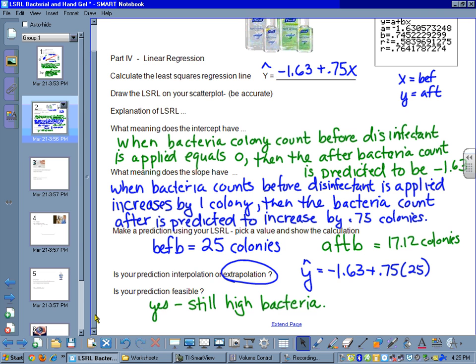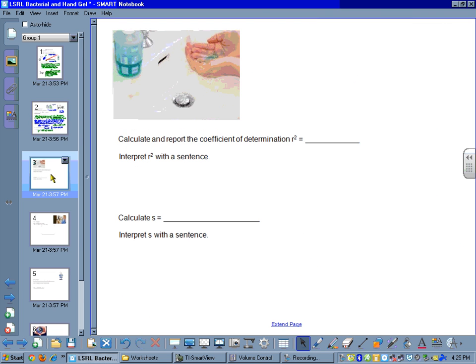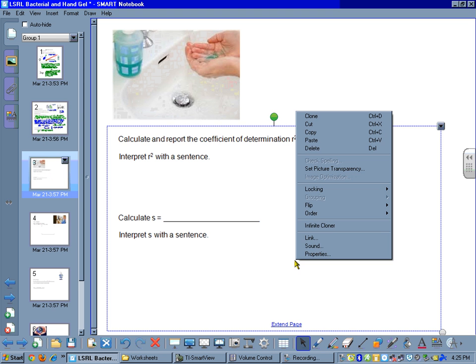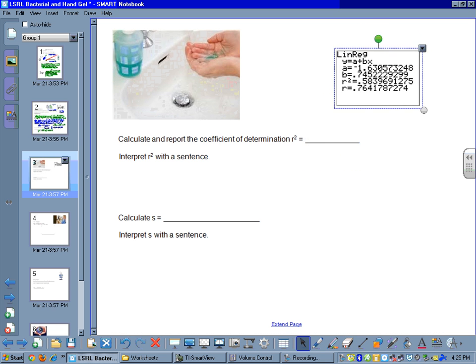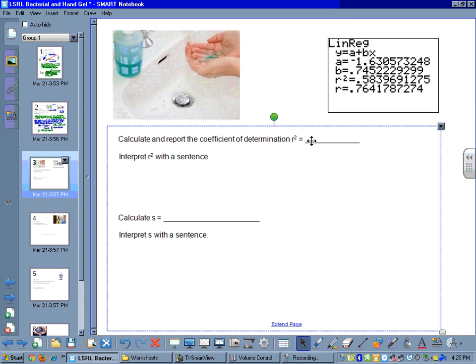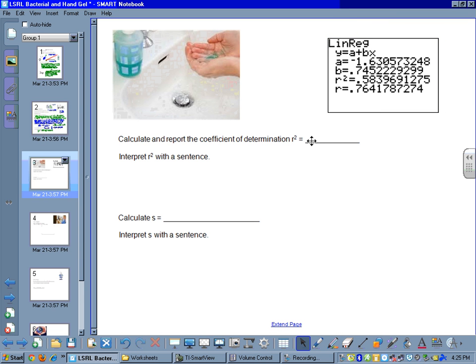The next step is to discuss the R squared. And let's see if I can still paste in. Yes, I still have that. So my R squared is at 58.39, so we're going to make this 0.58.